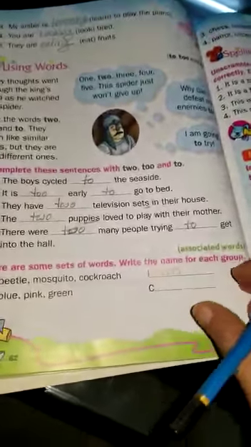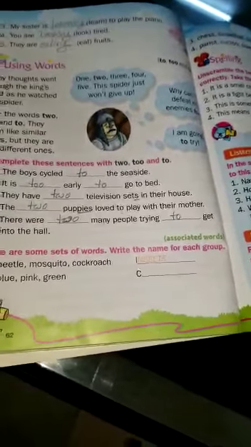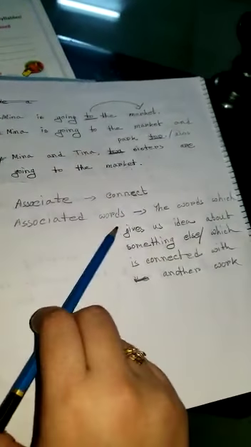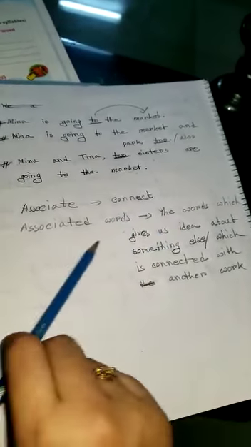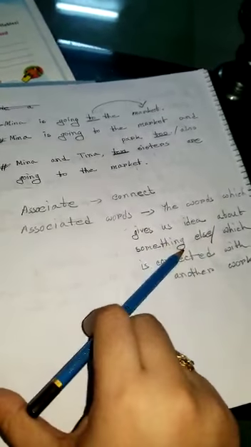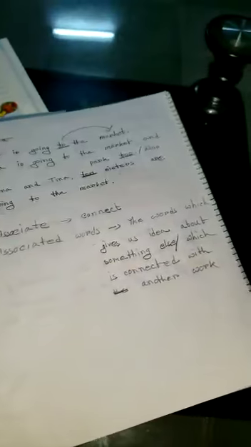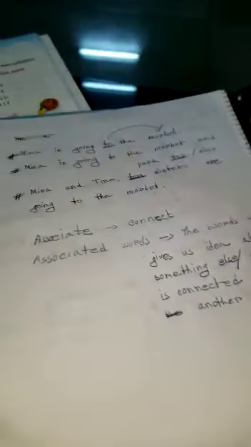Okay. Our next topic is associated words. Now, what is associated? Associated means connect, and associated words mean the words which give us an idea about something else, or we can say which are connected with another word. That one is called an associated word. Now, which one is connected? How will we know that this thing is connected?